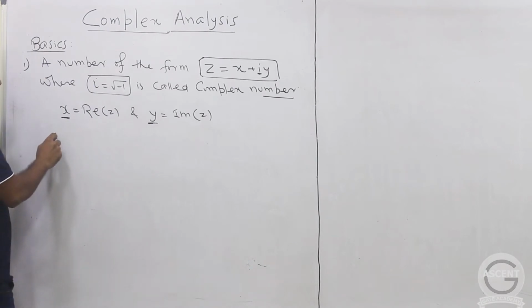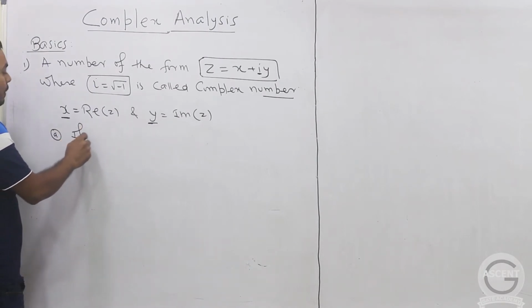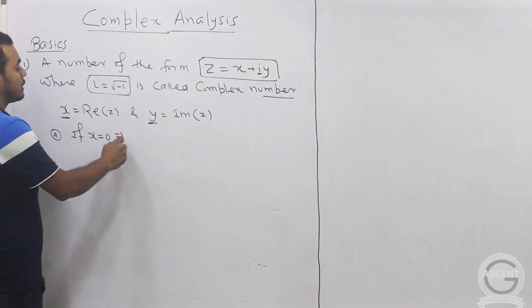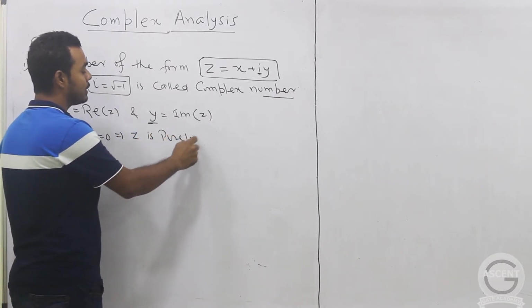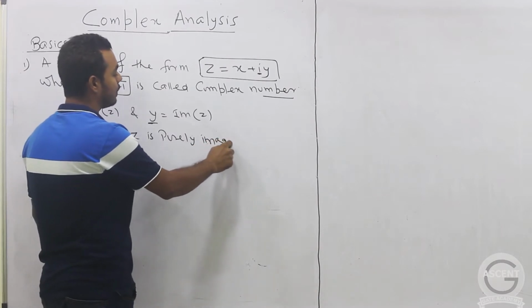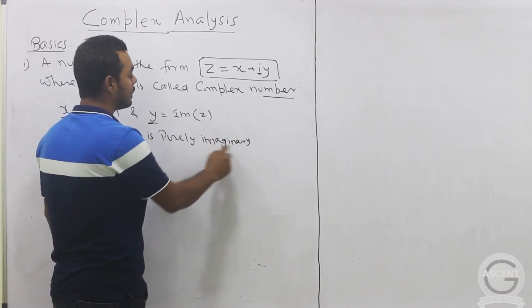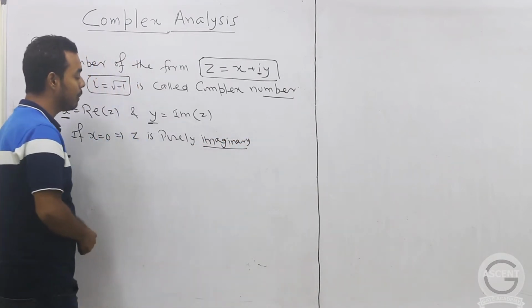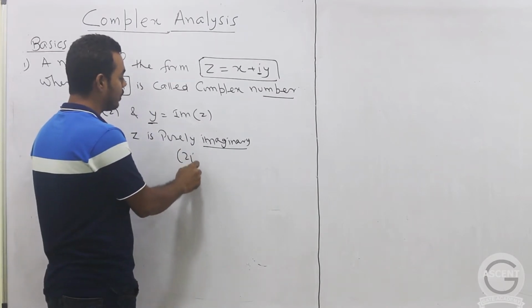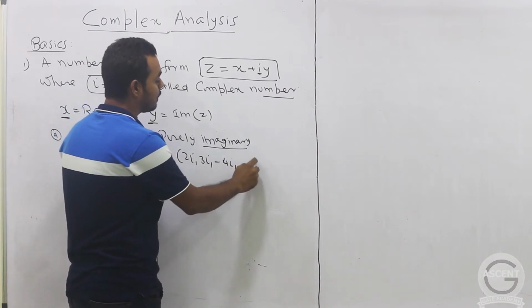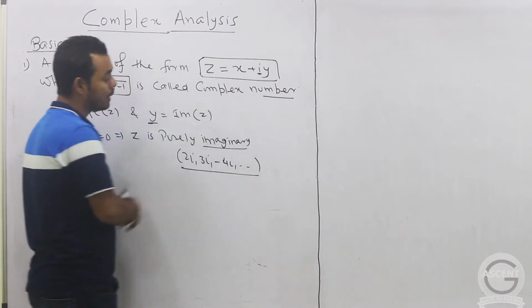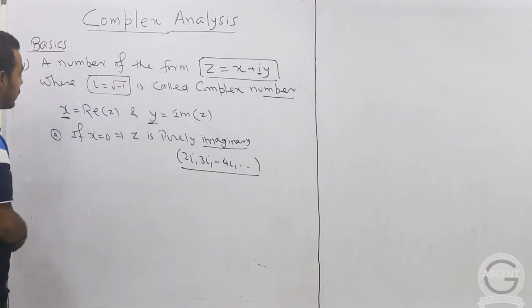Now if x is 0, this means the complex number z is purely imaginary. Any complex number for which the real part is 0 is called a purely imaginary complex number. Examples will be 2 iota, 3 iota, minus 4 iota. These are purely imaginary complex numbers because the real part is 0 here.